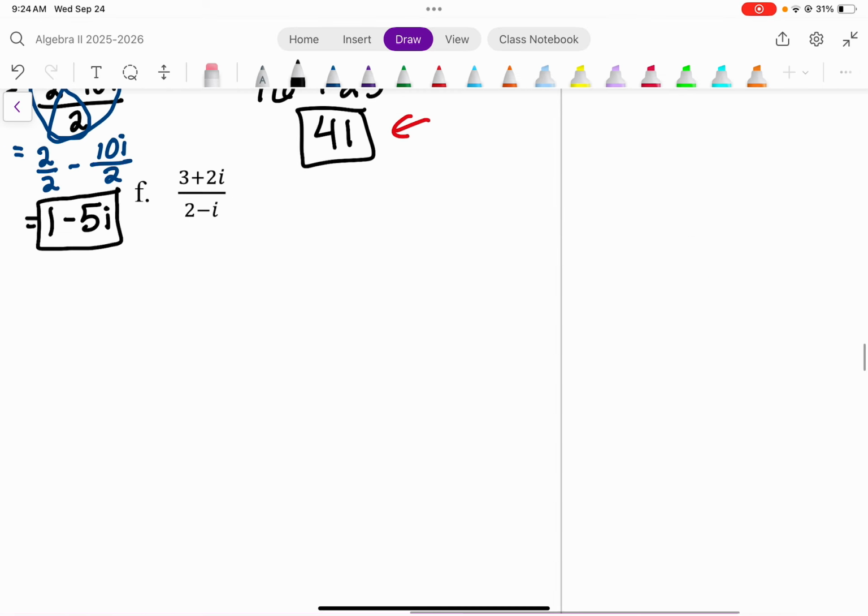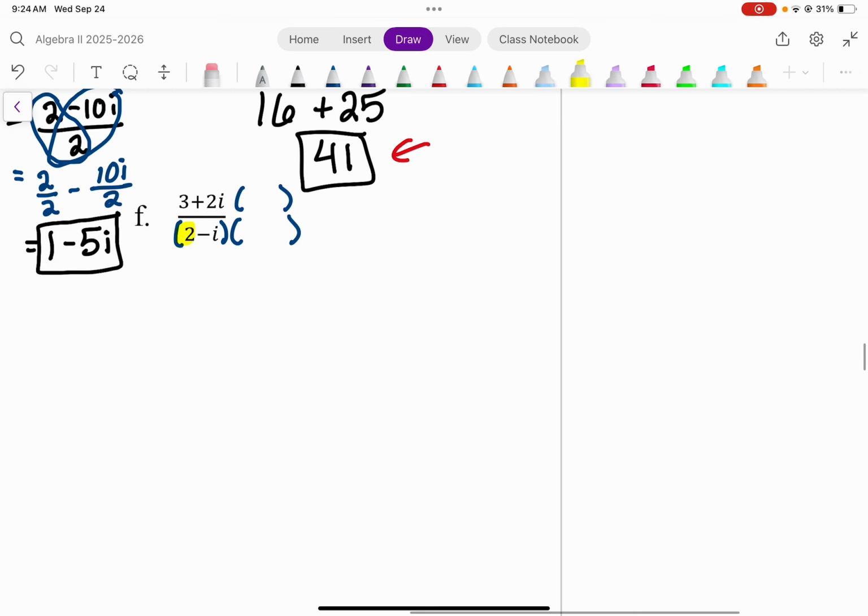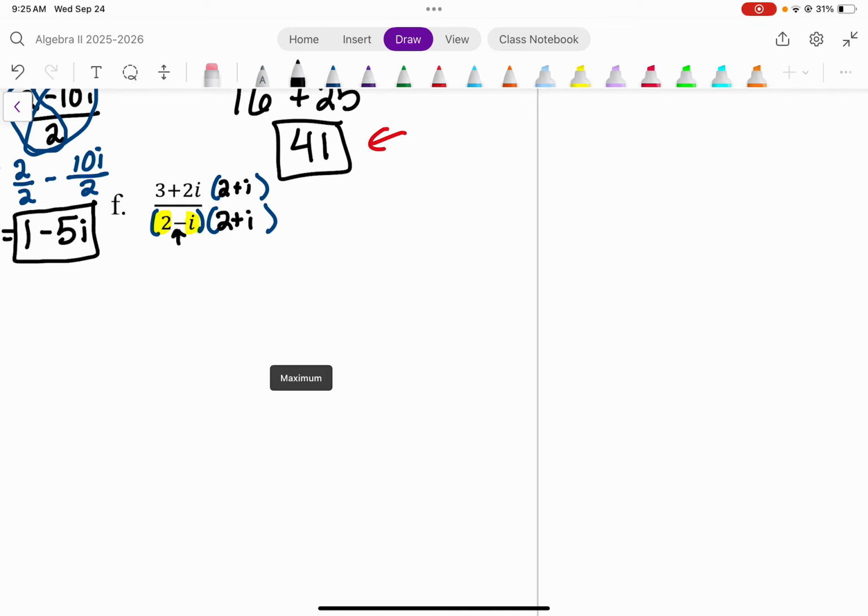Okay, so for letter F, we cannot leave the imaginary part in the denominator. So first we're going to figure out what do we need to multiply both the top and the bottom by. We're going to look at what's in the denominator. So the 2 and the I, we're going to keep those. The only thing we're switching is the sign. So before it was a negative, now we need to change it to a plus. We have to multiply the top part of the fraction, or the numerator, by that same value to keep it equivalent. Once we do that, then you should have FOILed.